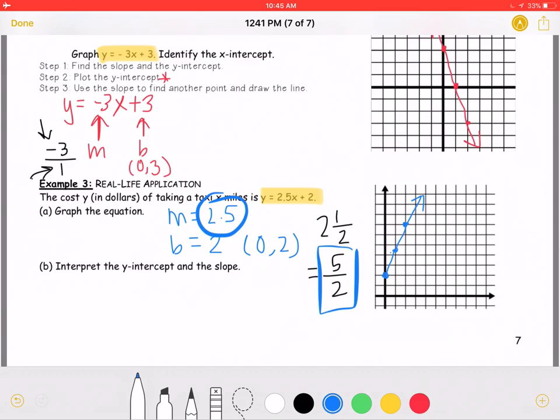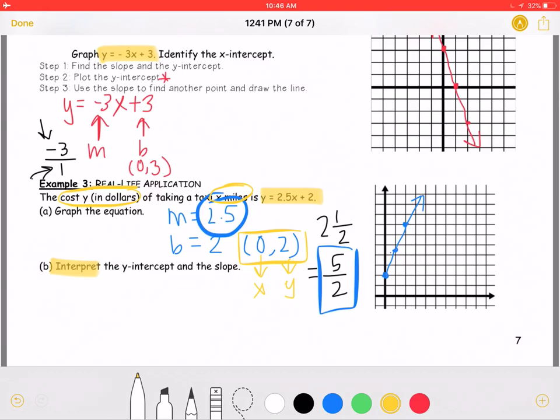Let's look at what part B is asking us. It wants us to interpret the y-intercept and the slope. Remember, interpret means to explain what they mean in this problem. So our y-intercept is 2, which is at (0, 2). Let's interpret that point. What does it mean for this problem? Well, our y value represents the cost in dollars for the taxi, and the x represents the miles. So if I drive 0 miles, my cost is automatically going to be $2.